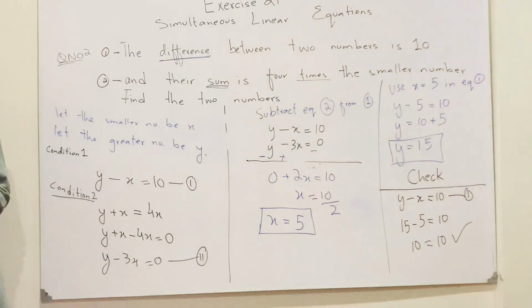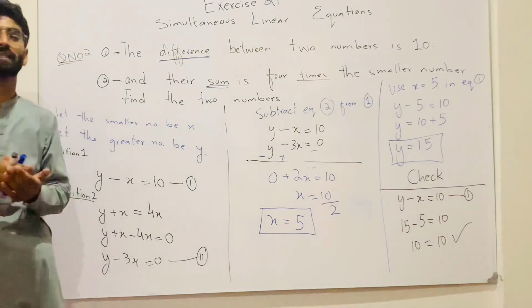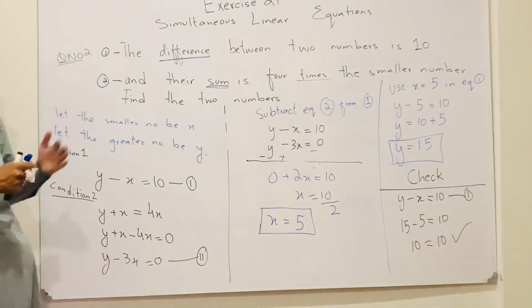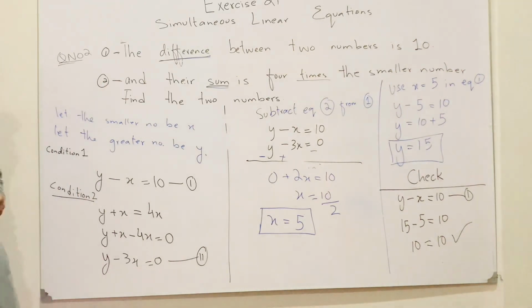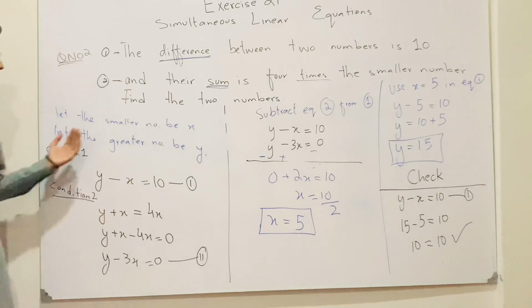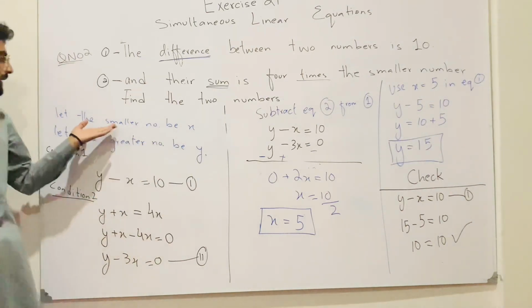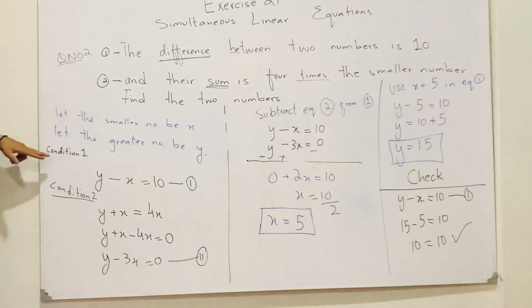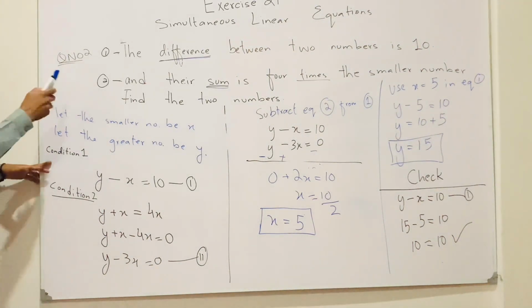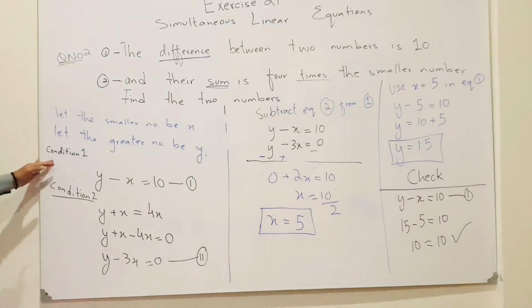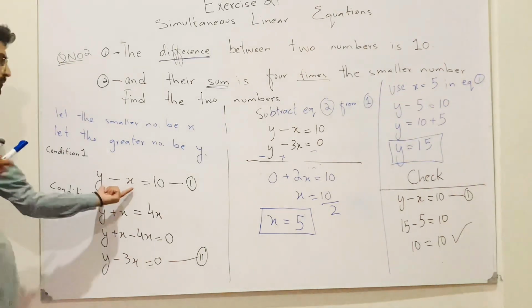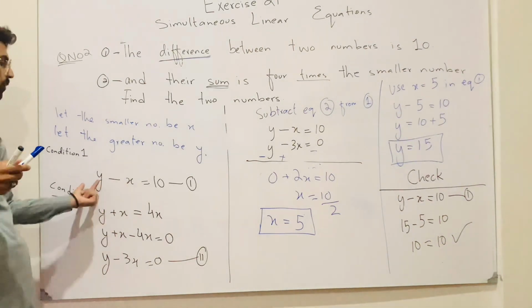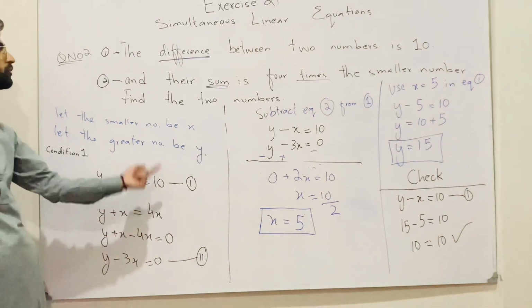To make two equations out of the two conditions provided, the first condition and the second condition, we need to let one number be x and the other number be y. I have let the smaller number be x and the greater number be y. According to condition number 1, the difference between the two numbers is 10, and in maths, difference means minus. So y minus x is 10 according to the first condition.